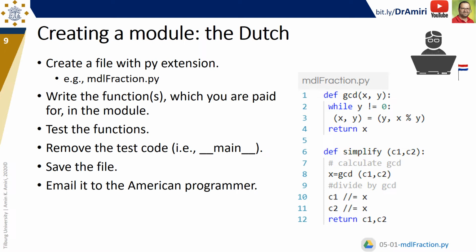You move the functions, or you create the functions which you are paid for, in this file. You test the functions to make sure that they are working. Then you remove the test code, which means the domain part that you use to test this code. So you save the file and you email it to the American programmer or the front-end programmer. So again, make sure that mdlfraction.py is sent to the American programmer.